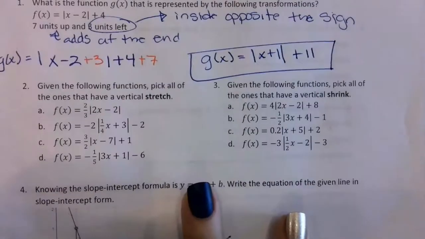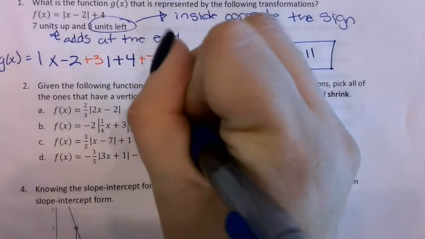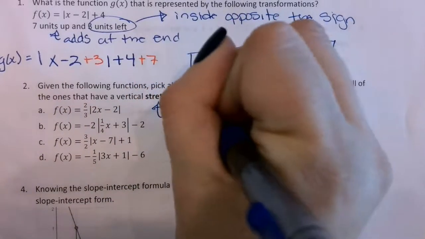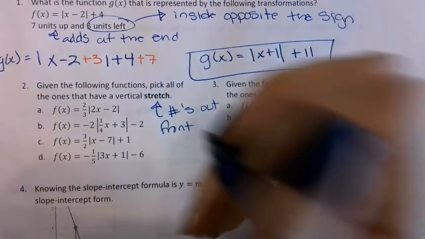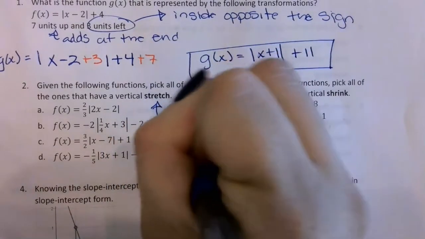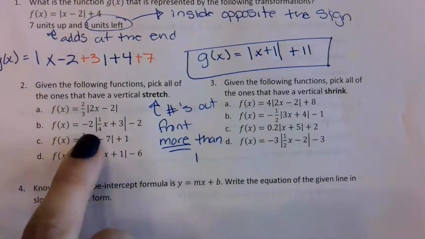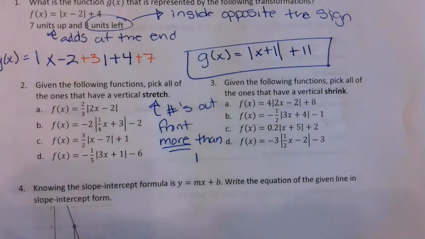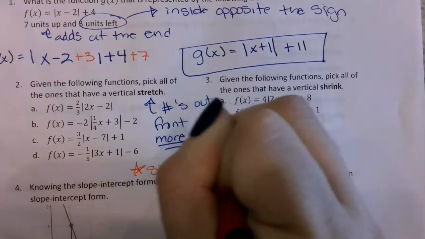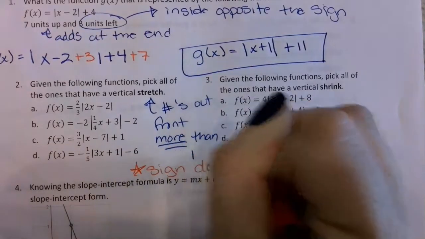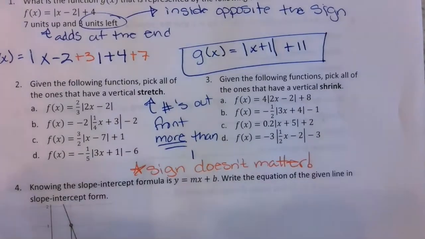Okay. The next two questions are asking about stretches and shrinks. Stretches are numbers out front that are more than 1. So I'm looking for these ones that have numbers out front more than 1. One thing I want to point out, sign doesn't matter. And this is also going to go for the vertical shrink.